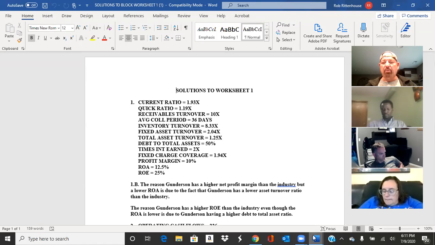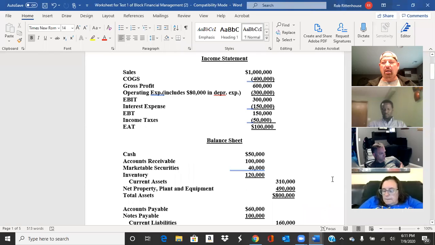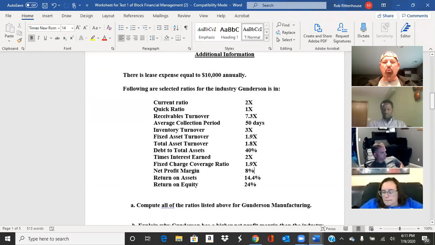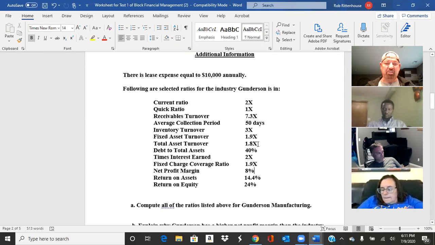Now, that compares with the industry average return on assets of 14.4%. We're not doing quite as well as the industry when it comes to return on assets. We did have a higher profit margin than the industry, but remember, we had a significantly lower total asset turnover ratio. That's the reason our return on assets is lower than the industry.